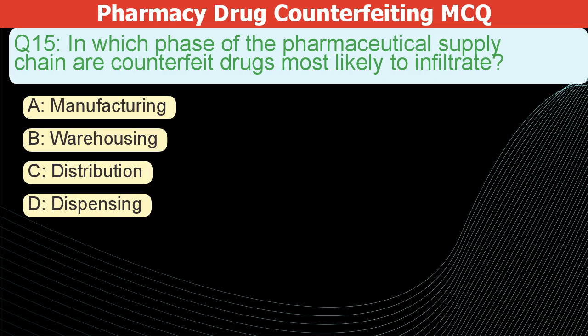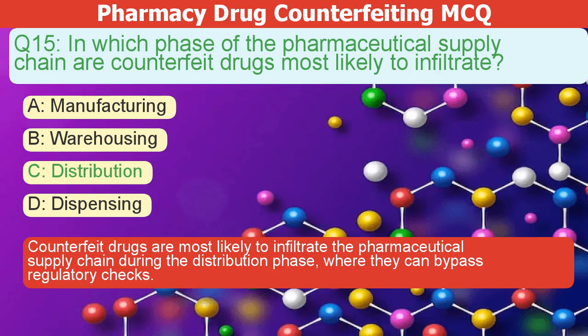In which phase of the pharmaceutical supply chain are counterfeit drugs most likely to infiltrate? A. Manufacturing. B. Warehousing. C. Distribution. D. Dispensing. The correct answer is C. Counterfeit drugs are most likely to infiltrate the pharmaceutical supply chain during the distribution phase, where they can bypass regulatory checks.